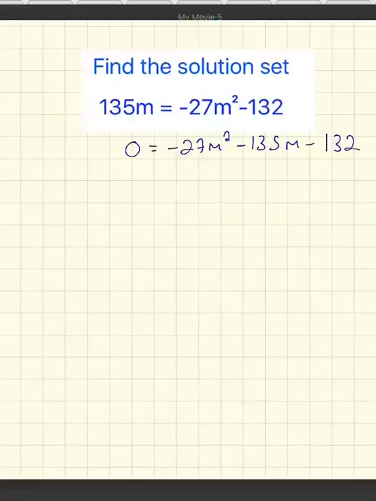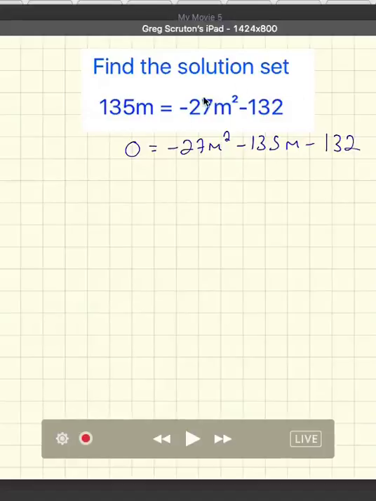Okay, and 27 is 9 times 3, and 135, well, 9 goes into 135, since 1 plus 3 is 4 plus 2 is 6. 9 doesn't go into 132, unfortunately. So the other thing is 3 goes into 27, 3 goes into 135, and 3 goes into 132. So I'm going to divide everything by negative 3. That way I'm going to get rid of that negative in front of the 27m squared.